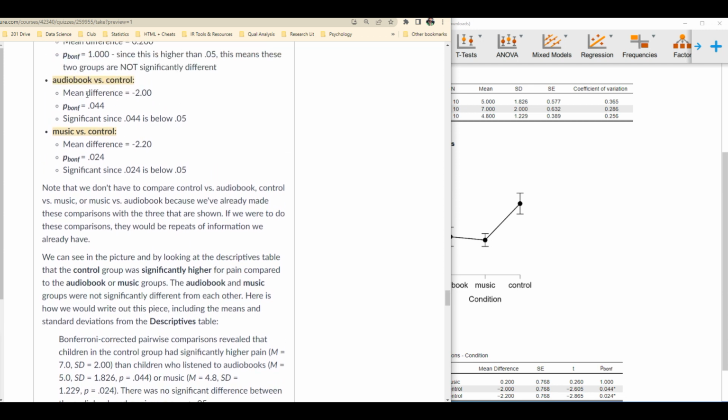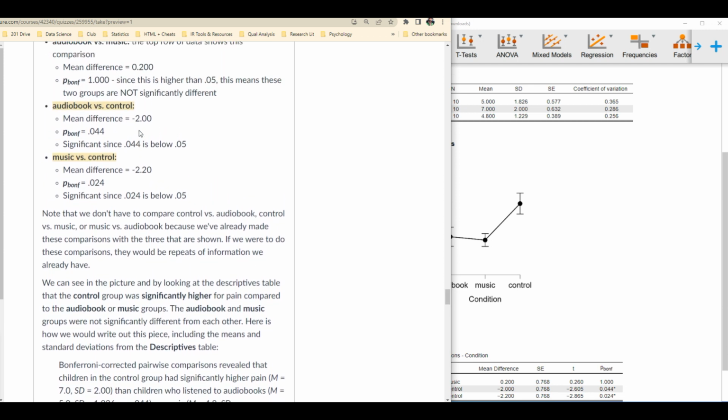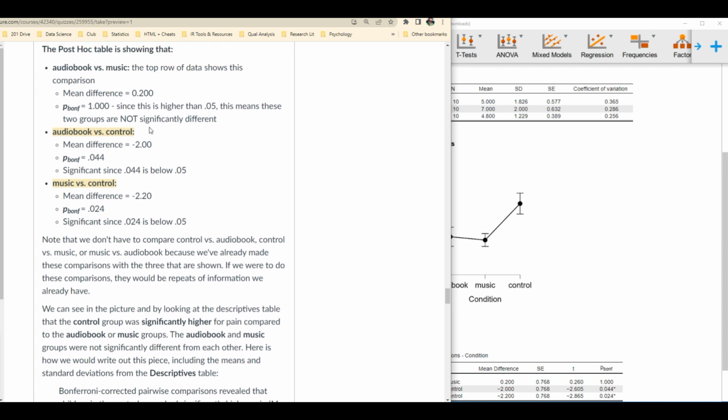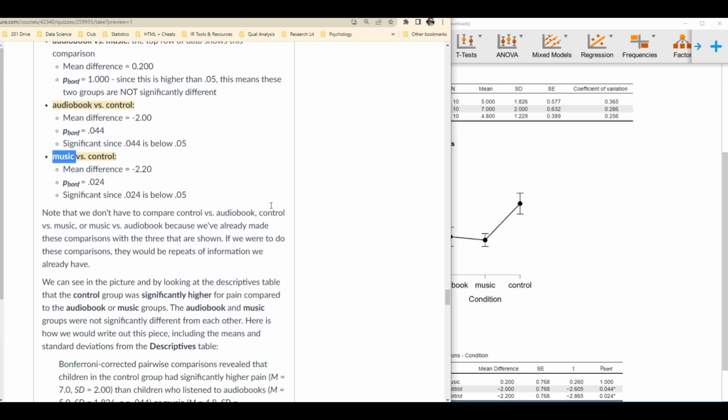I will therefore write that Bonferroni corrected pairwise comparisons revealed that children in the control group reported significantly higher levels of pain than children who listened to audiobooks or music. That's going to be my sentence, if I can remember what I just said. And then I'm going to put in my evidence afterwards. My numbers go afterwards so that I know my sentence by itself makes sense.